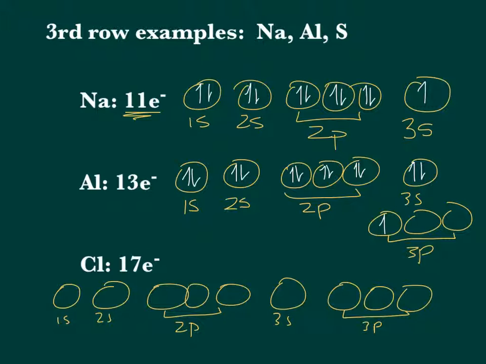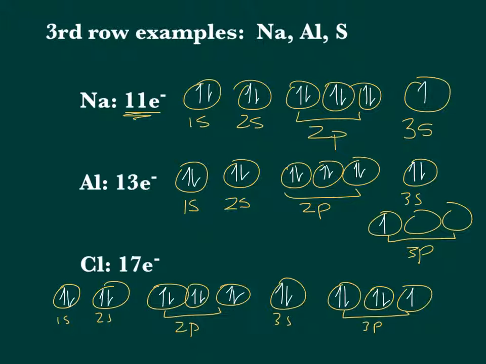And I need 17 electrons. So there's 1, 2, 3, 4, 5, 6, 7, 8, 9, 10, 11, and 12, and then 13, 14, 15. And I double them up, 16 and 17. And we can see from this that chlorine in its last energy level, last sublevel, has one unpaired electron. Again, it becomes an important thing when we start to figure out ion charges and stuff like that. So it's good to be aware of how many are paired and how many are unpaired.